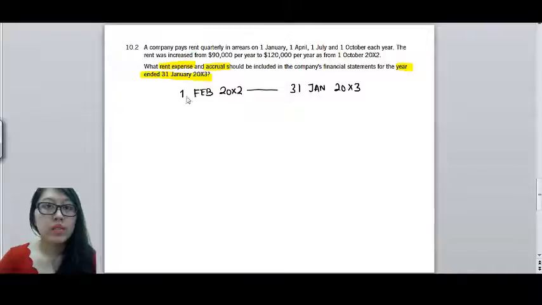And now, let's read the information. A company pays rent quarterly in arrears. If it wasn't obvious from the requirement, you should have also understood from the sentence here that when we pay rent, that means it's an expense. And when it's in arrears, that means it's accrued. Now, it tells us that we pay expense accrued on 1st January, 1st April, 1st July, and 1st October. The rent was increased from $90,000 per year to $120,000 per year as from 1st October 2002. Now first, let's clarify for which months are we paying for.